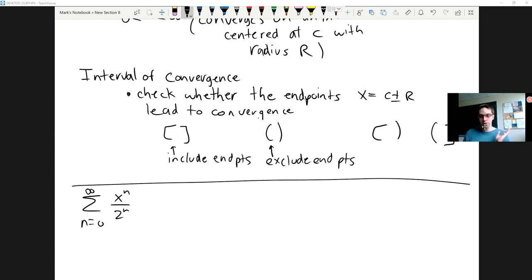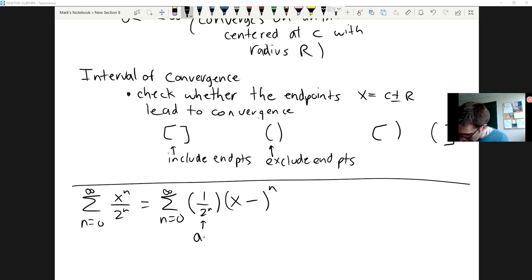Now, first thing I want to do is see how this is actually in the form of a power series. And so what we'll do is first off, we will write this as a constant times x minus something to the n. And the question is, what does that constant need to be? And notice here, we had x to the n multiplied by 1 over 2 to the n. So there's our an. And then in this case, we had just x to the n. So we can think of that as x minus 0 to the n, which means the center point is just 0. Okay? So this does fit in the template of the power series.